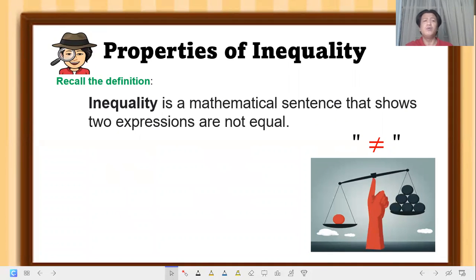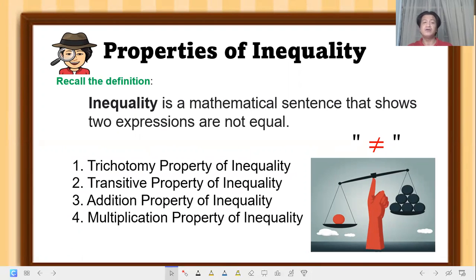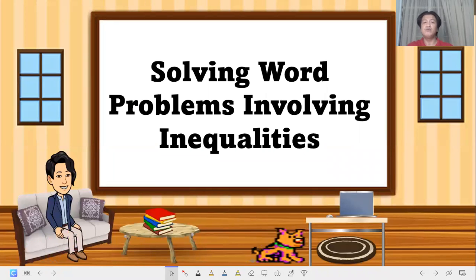Okay, and also, what are the properties of inequality? So just simply review natin, no? There are four. We have the trichotomy, transitive, addition, and multiplication property of inequality. But among these properties of inequality, saan dyan ang pinakakailangan natin para makapag-solve tayo ng problem solving? We are going to use the addition and at the same time the multiplication. Okay, with that, let's have the solving word problems involving inequalities.